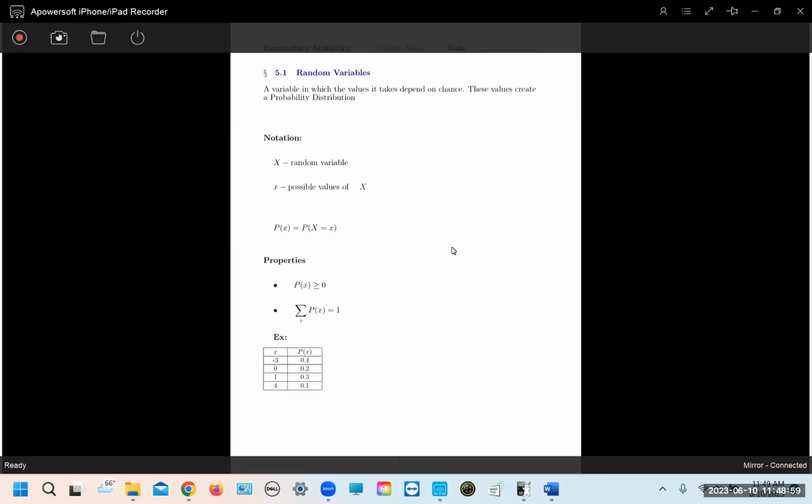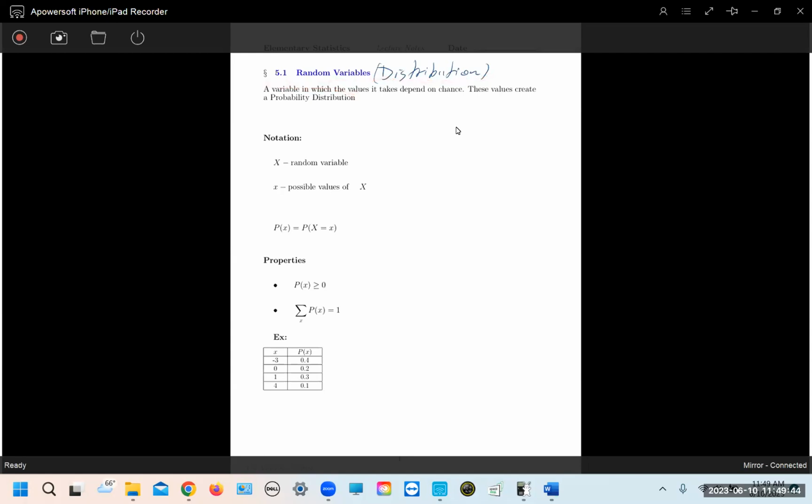Hello everyone. Today we go with 5.1, random variables. So this one we can say probability distribution. Whenever you hear distribution for the random variables, these are variables whose values depend on chance. This variable creates the probability distributions.